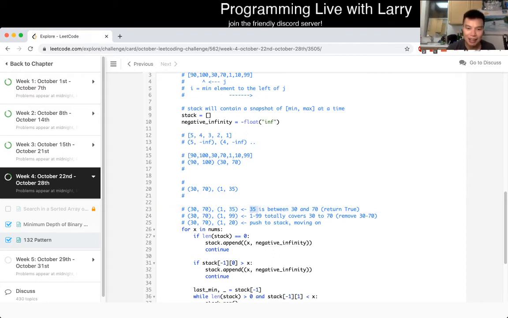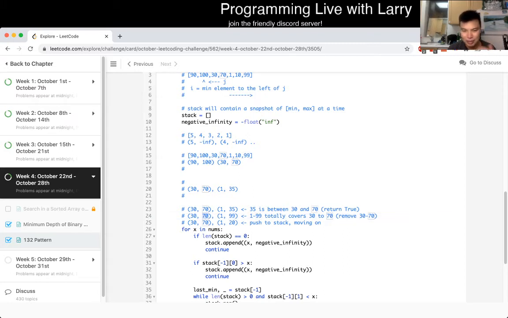But yeah, but let's say 35. So 35, as you look at the top of the stack, well, 35 is between 30 and 70, so we just return true. And then in other cases, let's say we have a number that's bigger than the previous one, right?